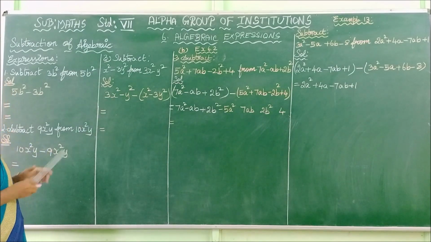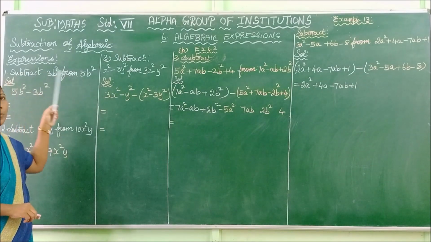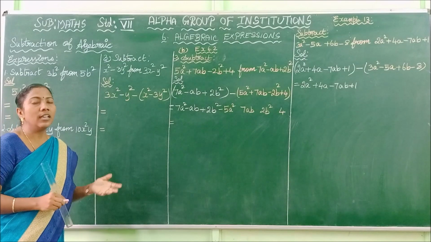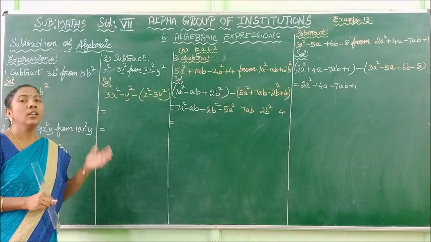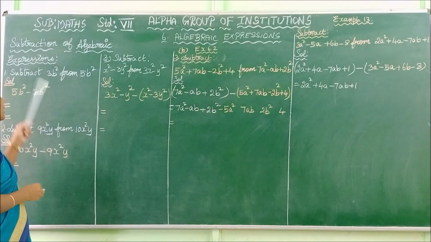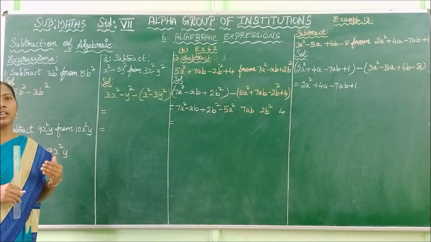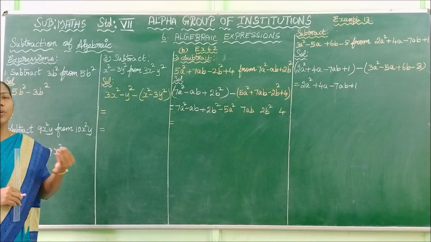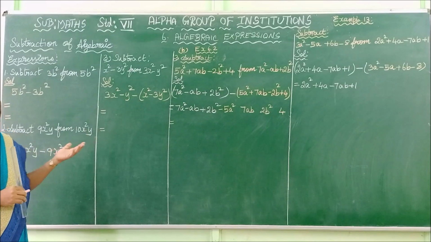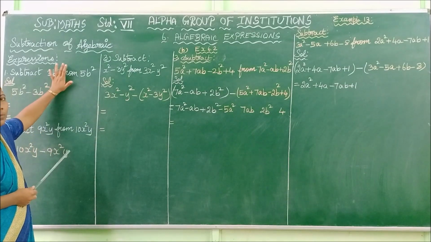Next we are going to see subtraction of algebraic expressions. As we did in the addition of algebraic expressions, here also we are going to subtract the algebraic expressions. How can you subtract the algebraic expressions? By subtracting the numerical coefficients of the like terms. Okay, you can easily understand the concept by seeing the sum.